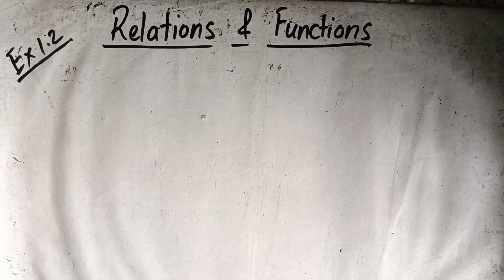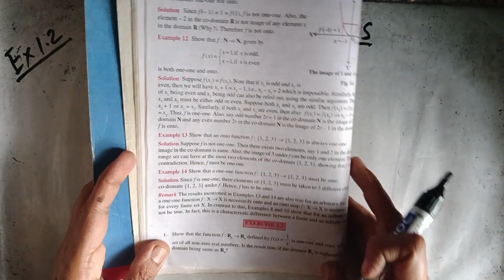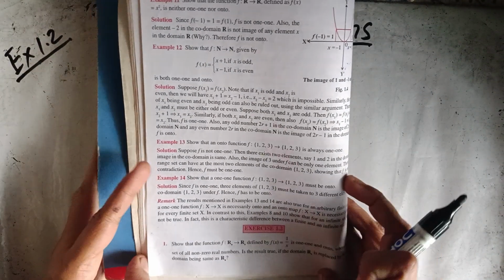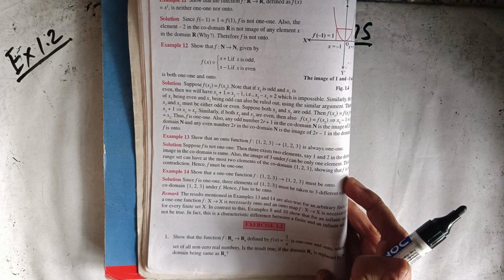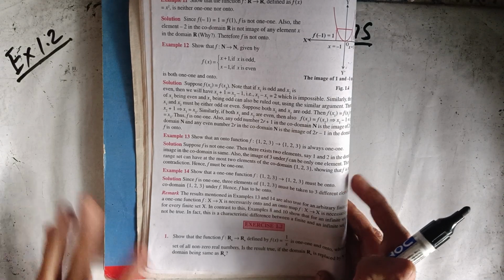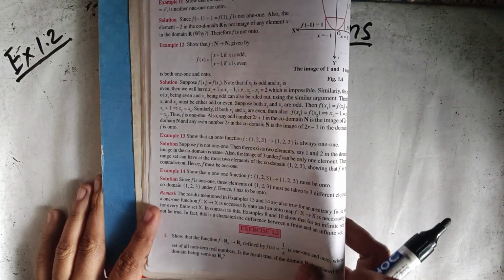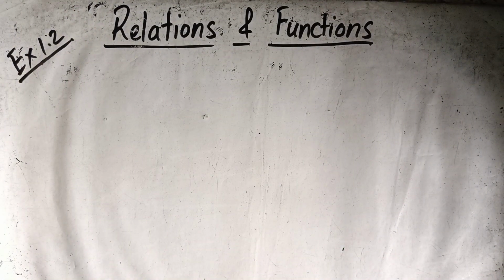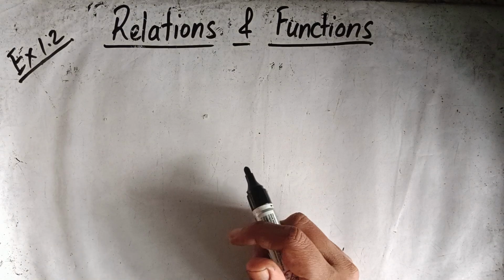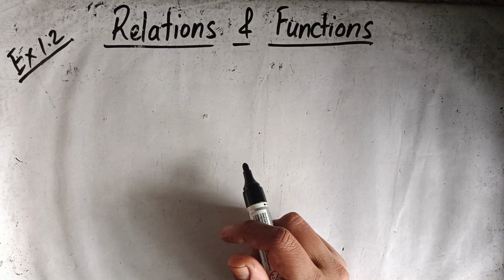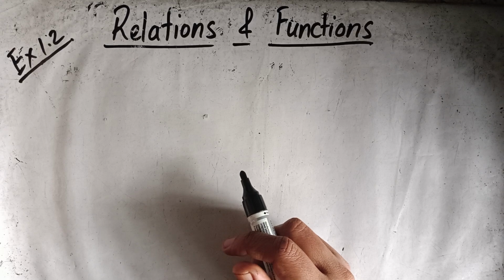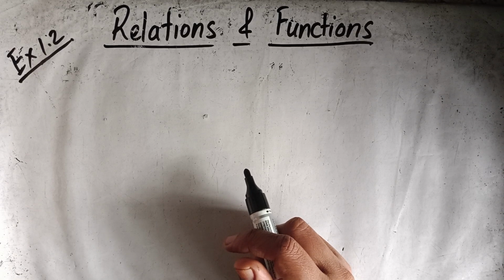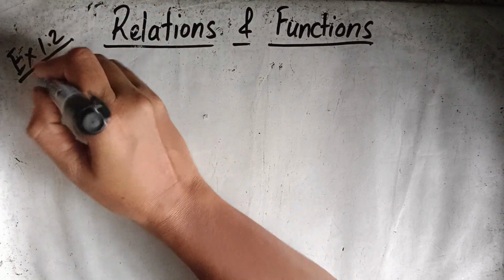Exercise 1.2, first question. Show that the function f from R* to R* defined by f of x equal to 1 by x is one-one and onto, where R* is the set of all non-zero real numbers, meaning 0 is removed from R. Is the result true if the domain R* is replaced by N, that is the set of natural numbers? Okay, so the function is given.